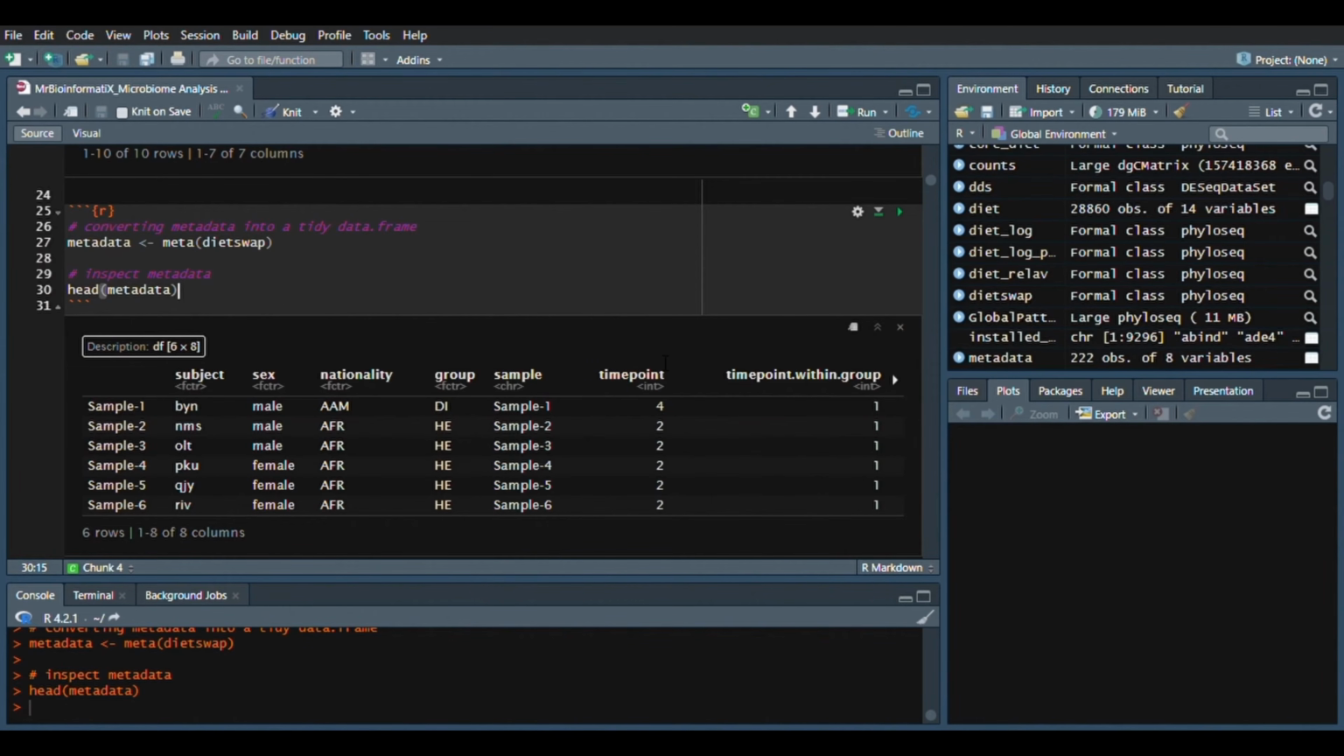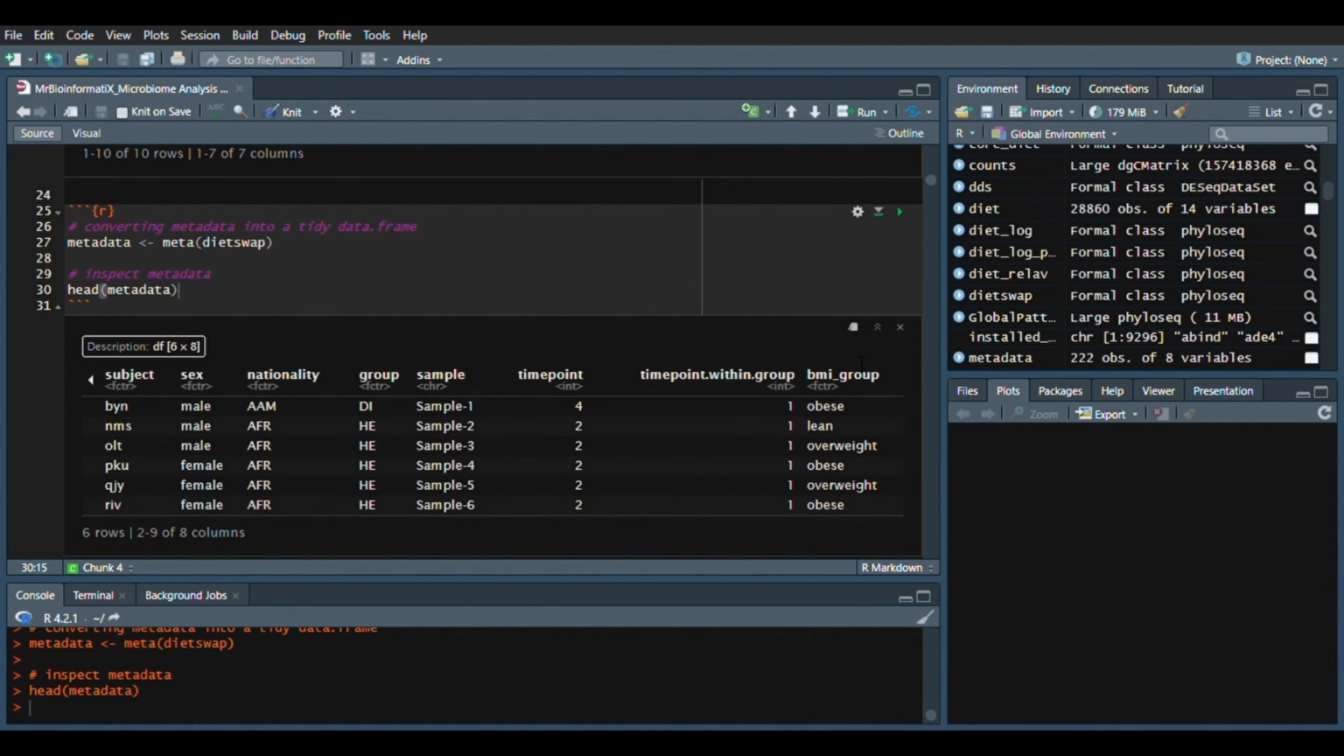The time point, integer values representing when samples were collected. It's vital for tracking changes over time. And time point within group, the sequence of time points within each group. It's useful for temporal analysis. Then we have the BMI group. It categorizes subjects based on their BMI. So we have lean, overweight, and obese. As you can see, obese, lean, overweight, obese, and so on. It's crucial for examining health impacts.